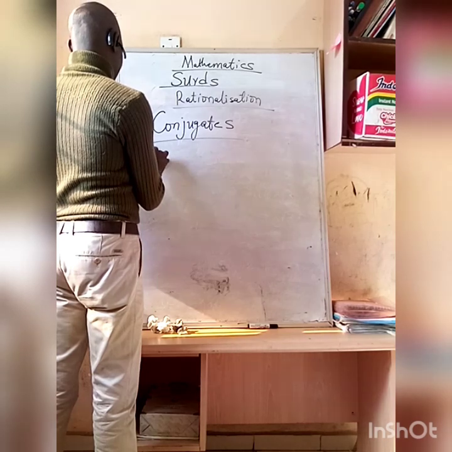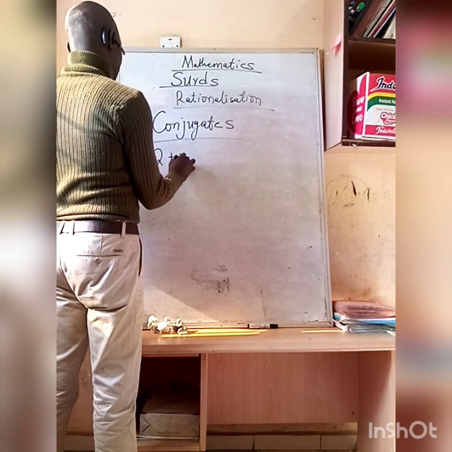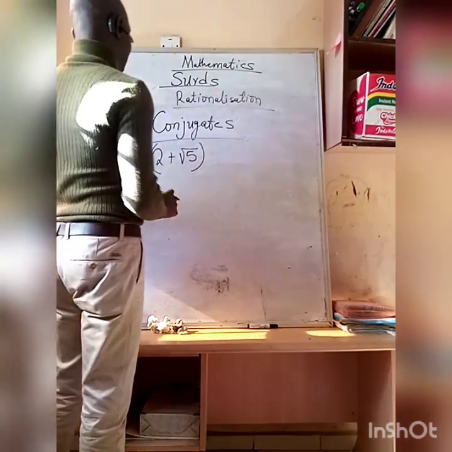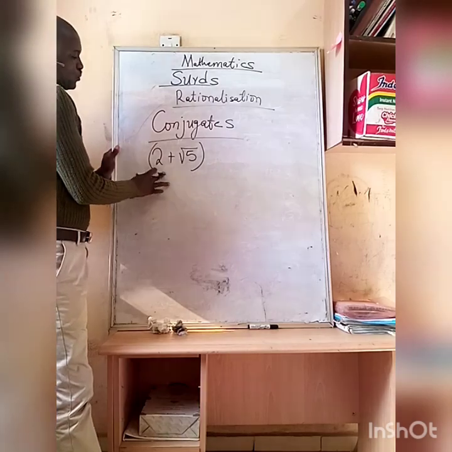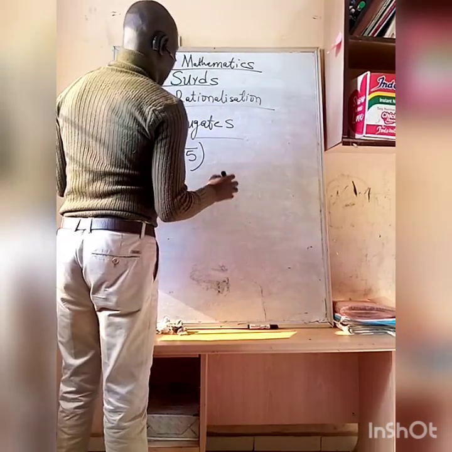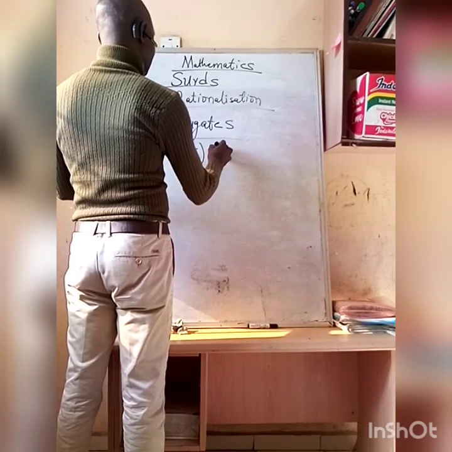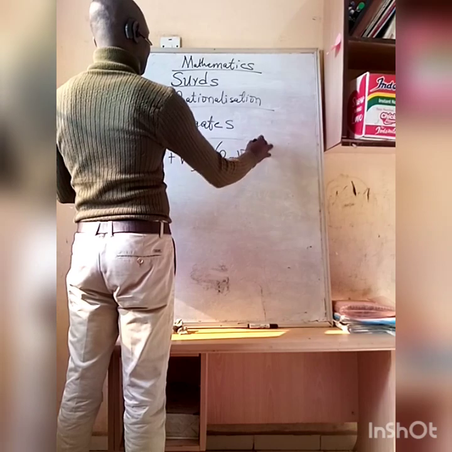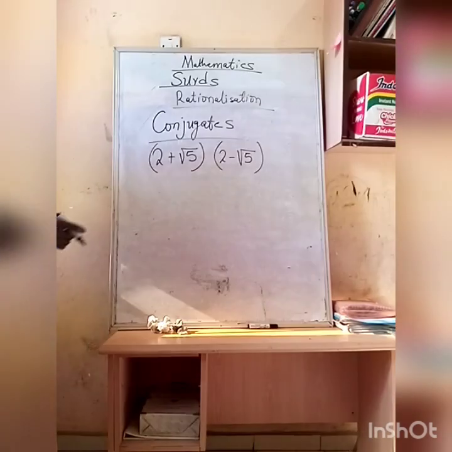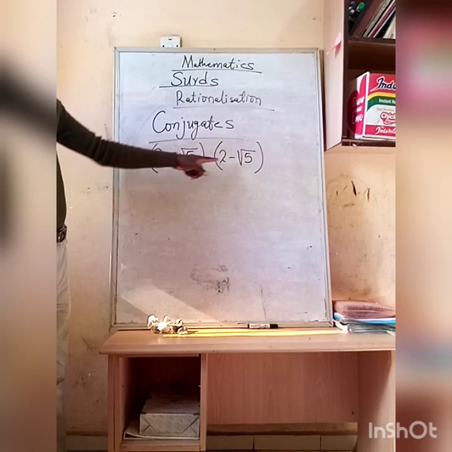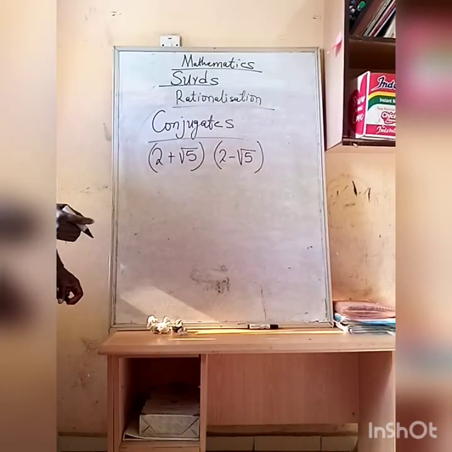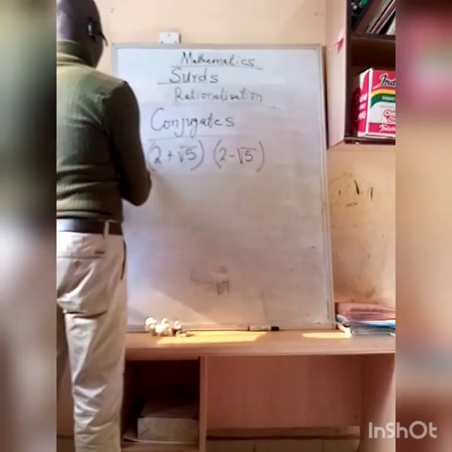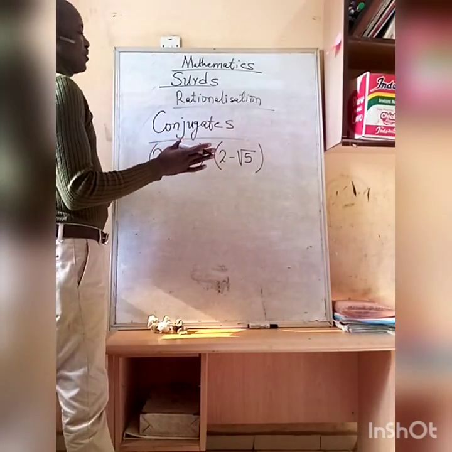Say this is a compound surd expression, and the other one, the only thing that will be different will be the sign in between. These are conjugate surds. So the product of these two will produce an integer, and that's what made them conjugate.